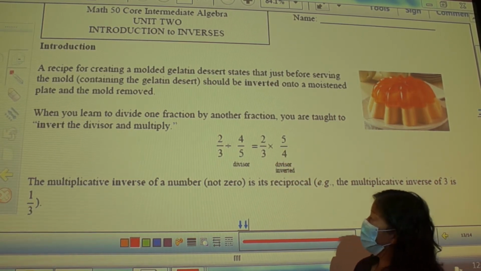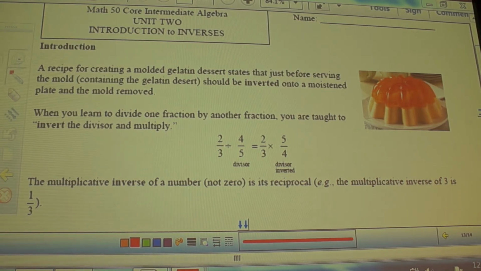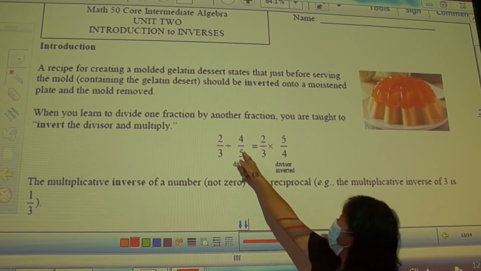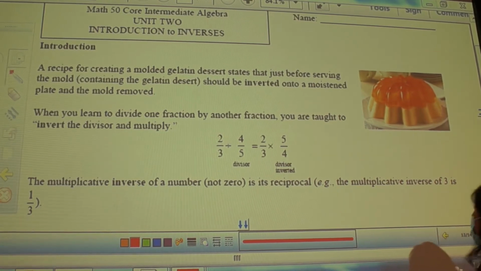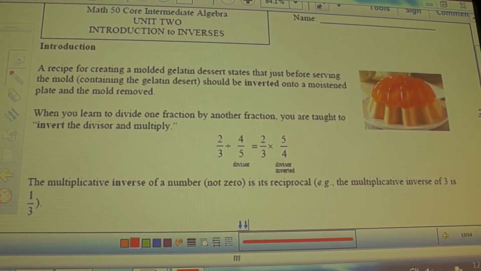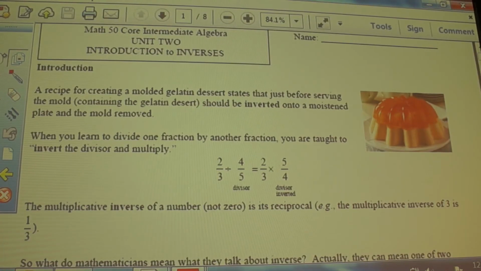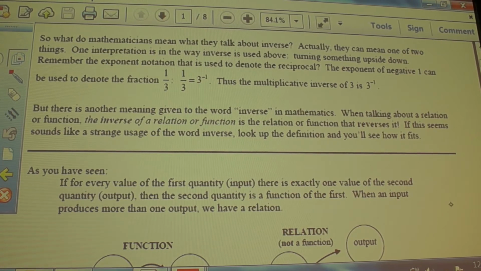The multiplicative inverse of a number, you guys remember that one? In other words, what you multiply by it to get 1. It's not 0, it's 1, right? Because any number multiplied by 1 is itself. So you figure out what number you can multiply it by to get 1. So 4/5 times 5/4 is 1. It's called the reciprocal. It's also called the inverse, the multiplicative inverse. Next part.